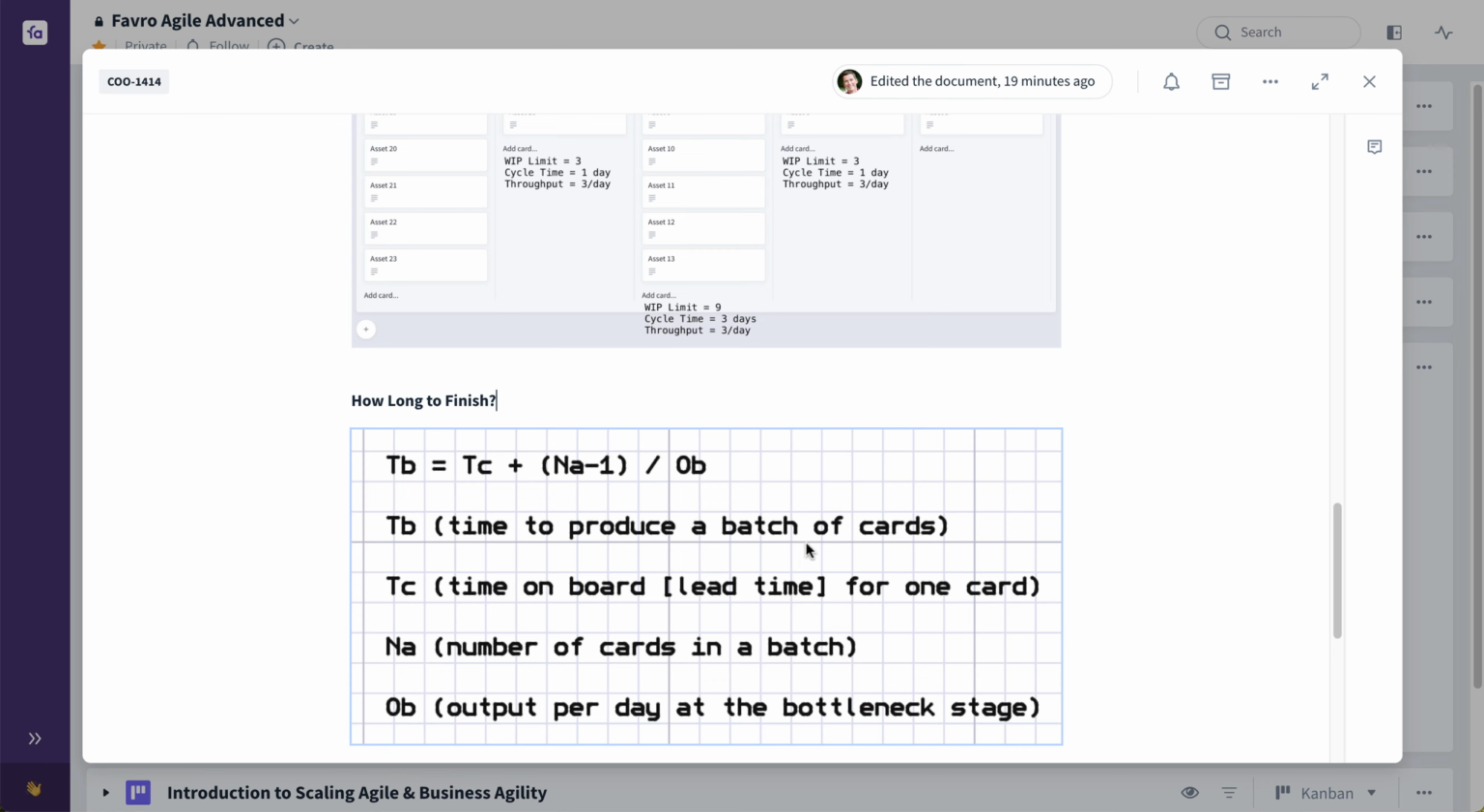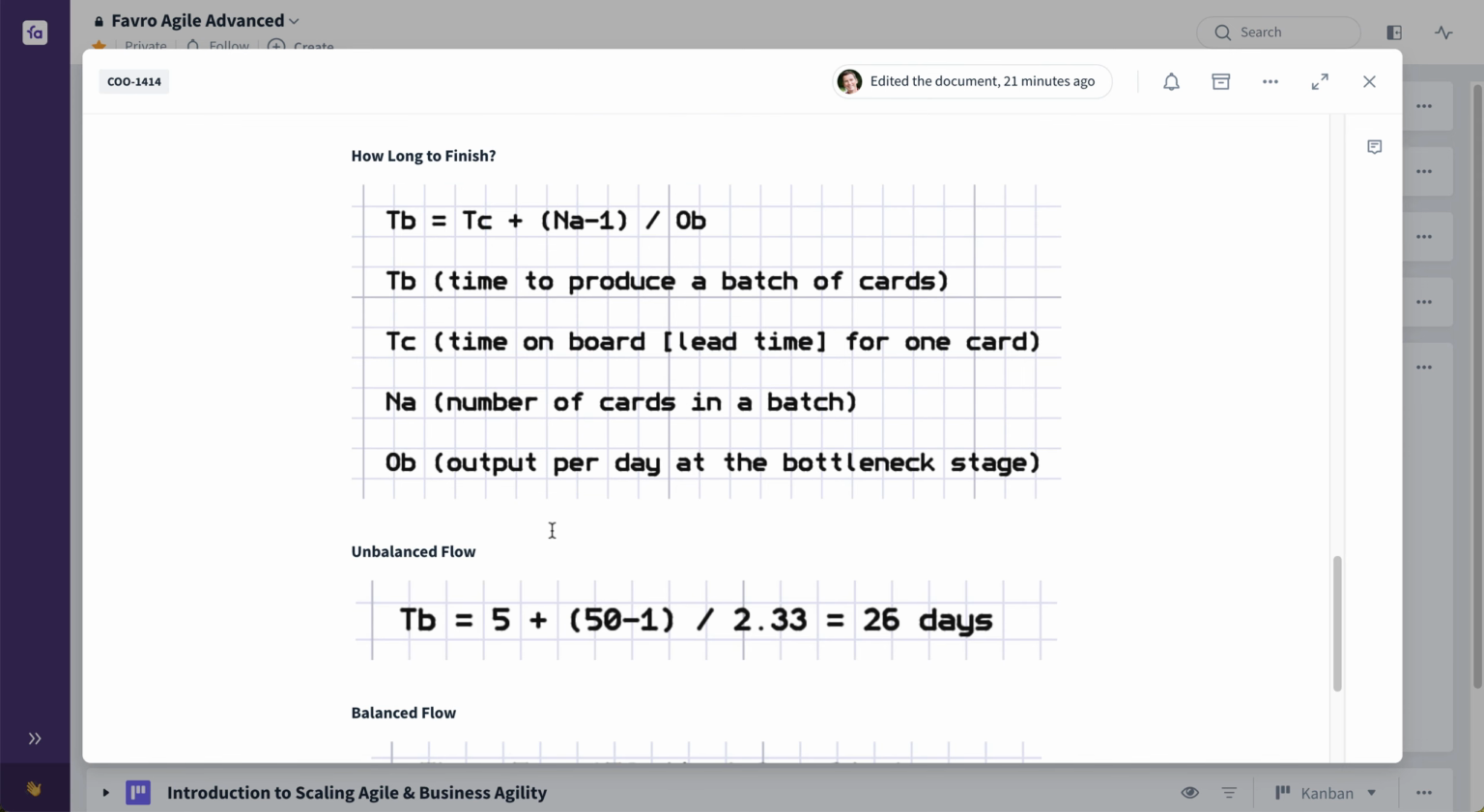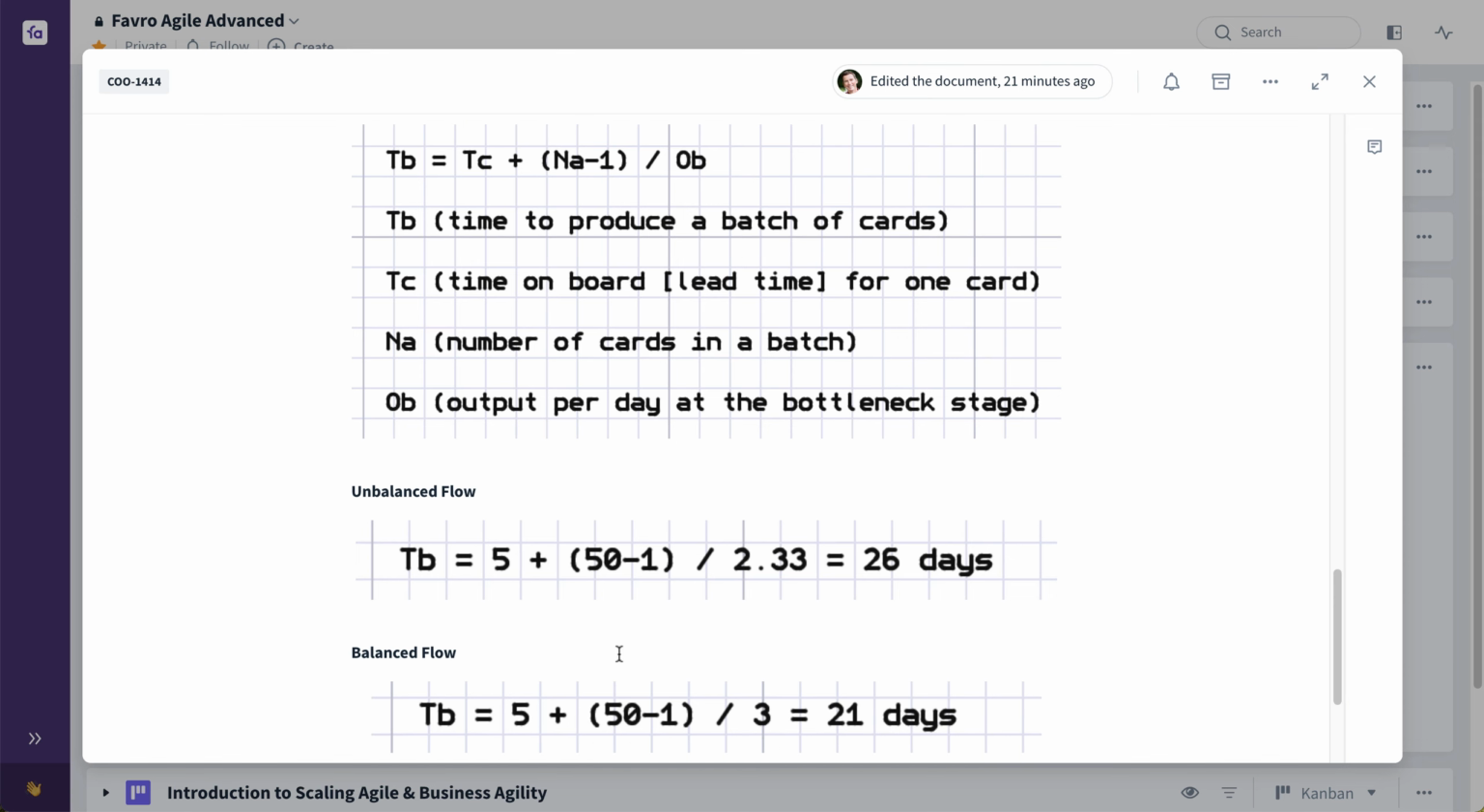TB, which is time to produce a batch of cards, equals TC, which is time on board, or the lead time for one card, plus NA, number of cards in a batch, divided by OB, which is output per day at the bottleneck stage. So let's use this formula to compare how long it would take to finish a batch of 50 art assets using our previous unbalanced flow where we had the bottleneck, versus how long it would take to produce those same 50 cards with the balanced flow where we removed the bottleneck. So we'll plug in the numbers to this calculation.